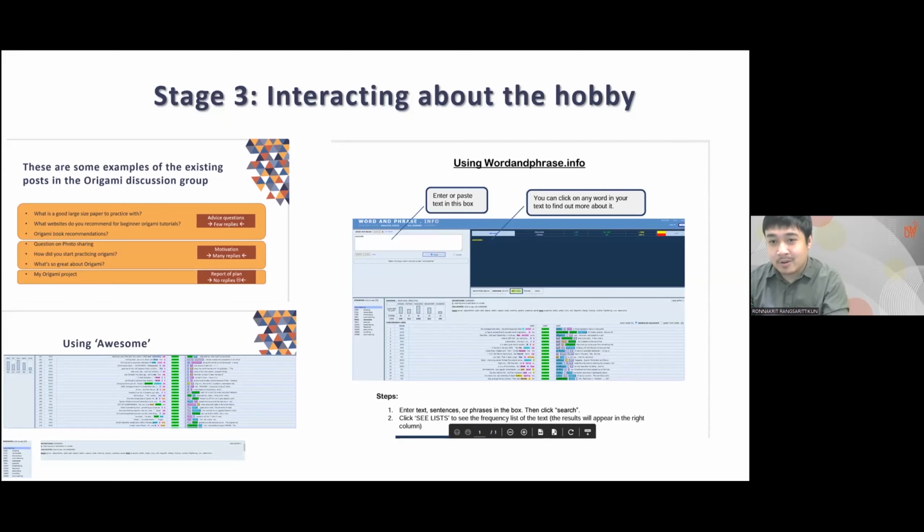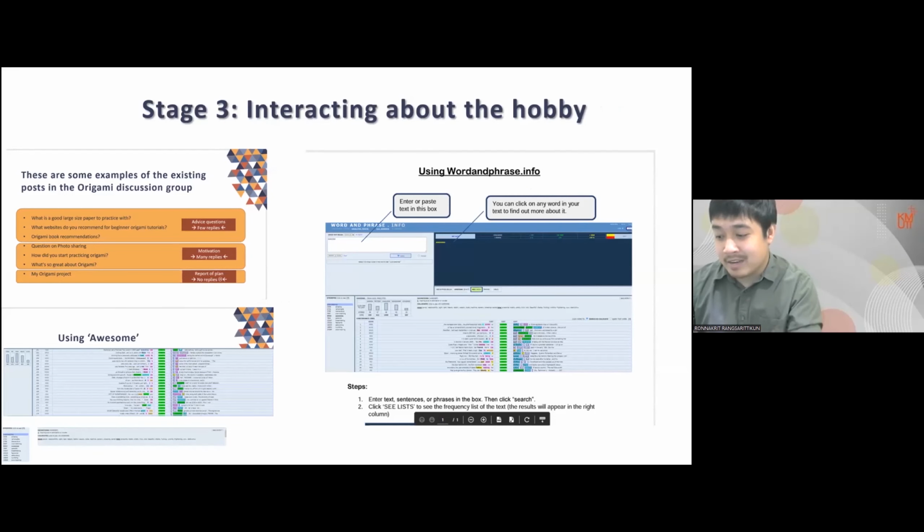But if you wrote a motivation post, like how did you start practicing origami or what's so great about origami, you'd probably get many replies. So the key takeaway is that you need to be aware of what sort of posts you should post on your own group. I caution the students that this may be different from your own group, so you have to do it on your own as well. Then we let students do it on their own, and then we shared.